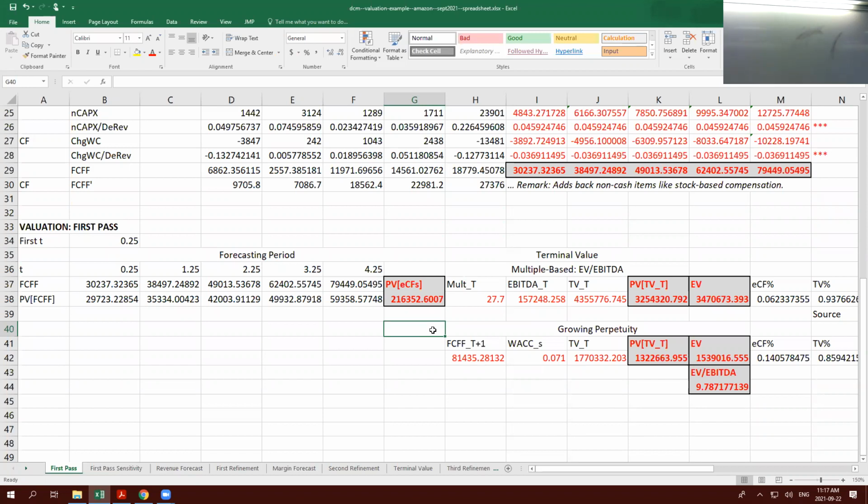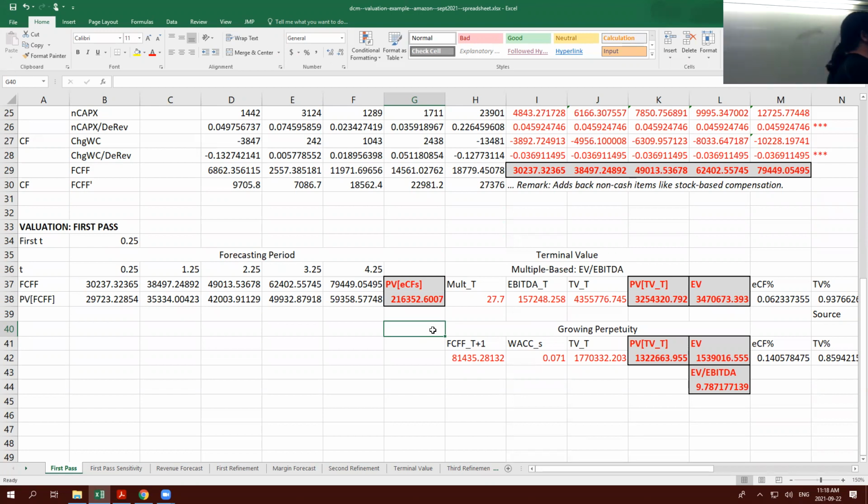For terminal value, I said let's assume the terminal multiple is going to be the multiple that Amazon has right now. I did it because that's a really easy number to get. It's 27.7. By the way, just to be clear, I'm using EV to EBITDA as my multiple. I just got it because it's fast.